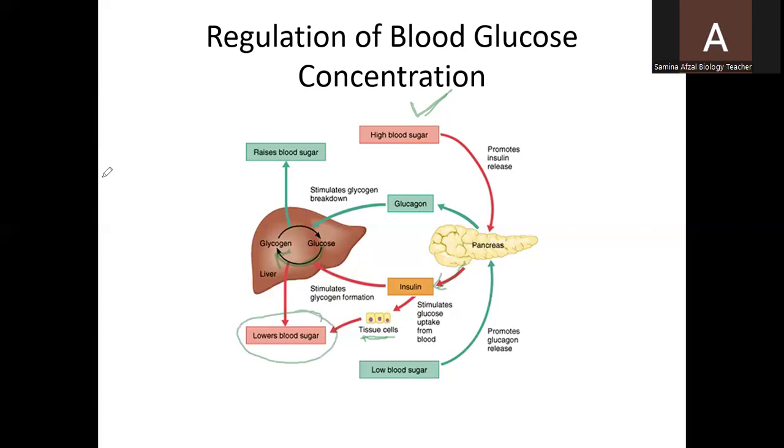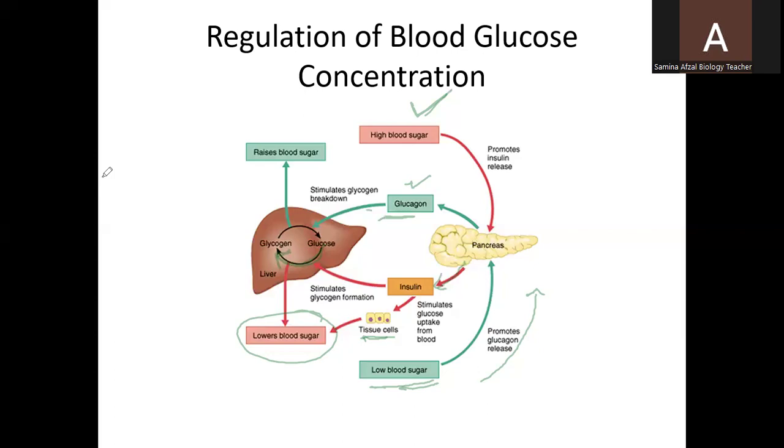And on the other hand, if our blood sugar is less than the set point, what will happen? Again, the pancreas will be activated and start secreting glucagon. Glucagon is another hormone which is also secreted by the pancreas.